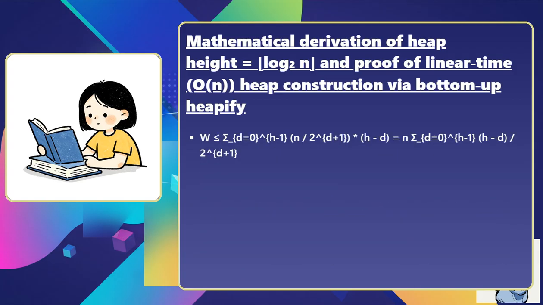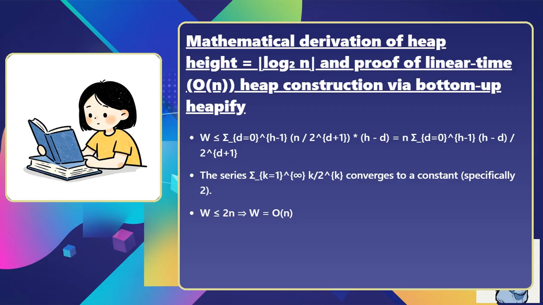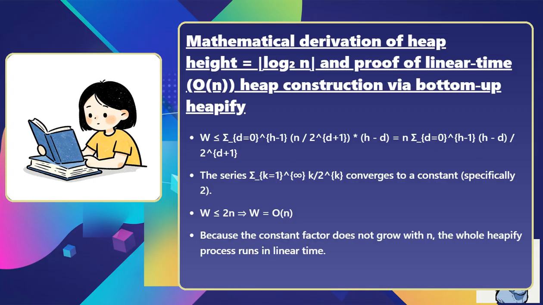W ≤ sum from d = 0 to h−1 of (n / 2^(d+1)) × (h − d) = n × sum from d = 0 to h−1 of (h − d) / 2^(d+1). The series sum from k = 1 to infinity of k / 2^k converges to a constant, specifically 2. W ≤ 2n implies W = O(n). Because the constant factor does not grow with n, the whole heapify process runs in linear time.